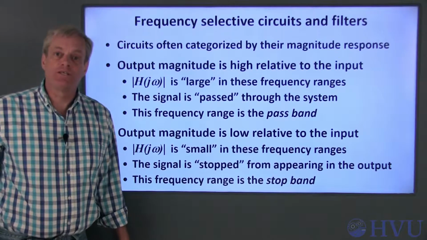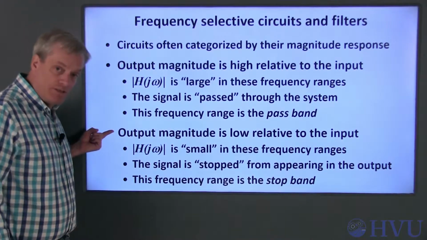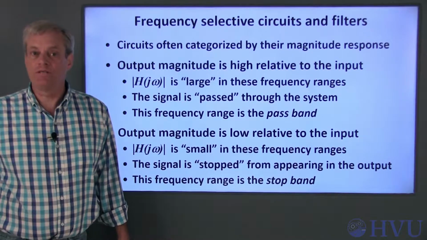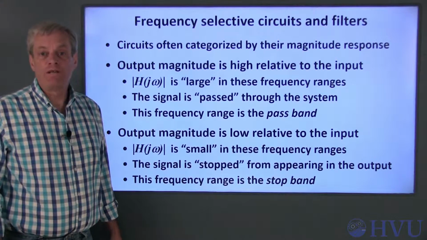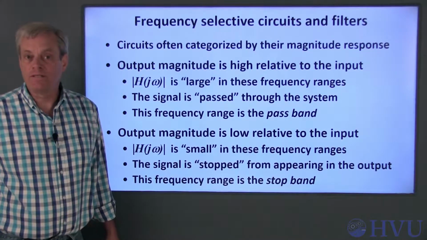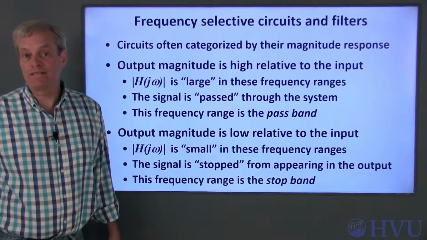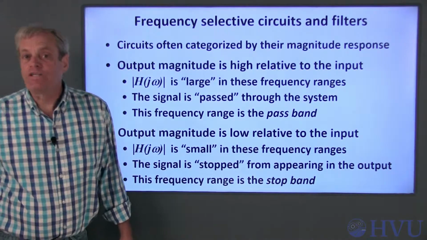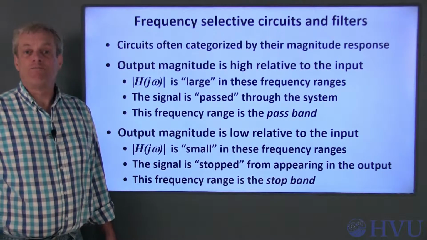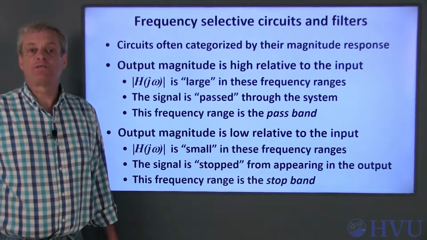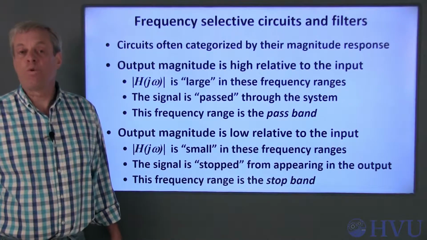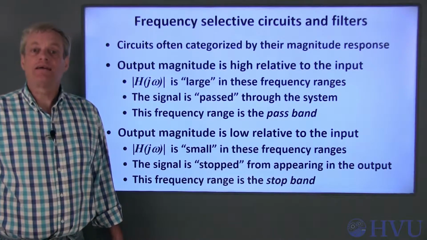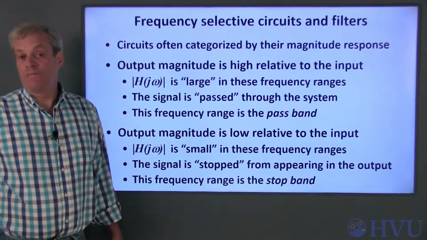In other frequency ranges, the output amplitude will be low relative to the input amplitude. For these frequencies, the magnitude response is small relative to other frequencies. Since input signals at those frequencies will not be readily seen in the output signal, the input signal is said to be stopped by the system, and this range of frequencies is called the stop band. As I've mentioned, circuits are often categorized according to their effect on different frequency ranges. These types of circuits are called frequency selective circuits, or filters, since some frequencies are filtered out or stopped by the circuit. Next, we'll talk about some special cases of magnitude response shapes.